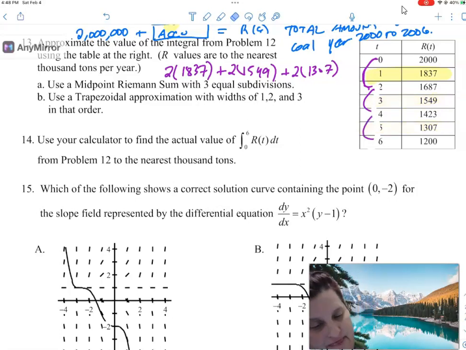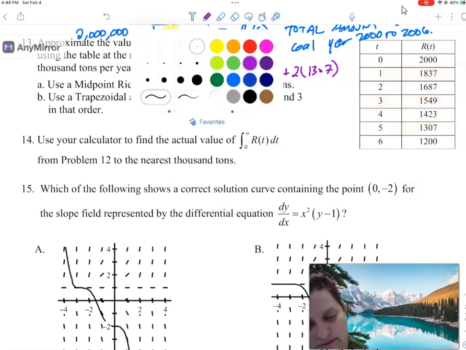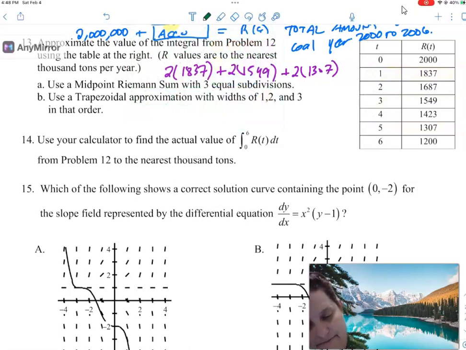Okay? And then a trapezoidal approximation, but here it wants me to do widths of 1, 2, 3. So that's 0 to 1, 1 to 3, and then a width of 3 is 3 to 6. Okay, so those are my 3 trapezoids, if you guys see them. It goes like this: 1/2 base times the sum of the heights. 2,000 plus, can I write any smaller?